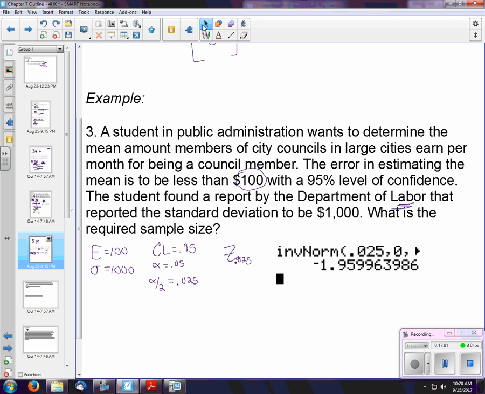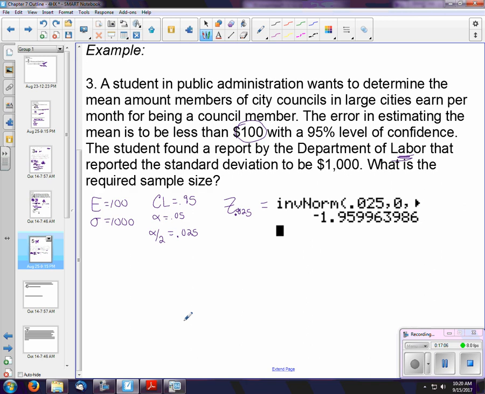From here, you can go ahead and plug in what you know into our formula for minimum sample size. n equals our z-score times our standard deviation divided by the margin of error, all of that squared. So if you simplify what's inside, you end up with 19.6 squared, which gives us 384.16.